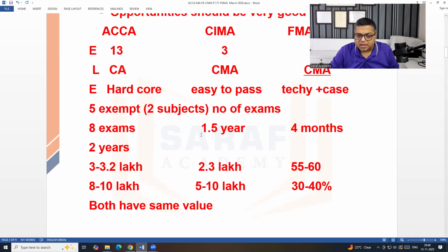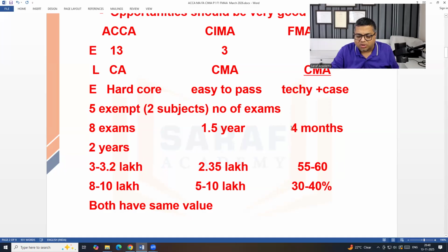For CIMA, it will take 1.5 years to complete 3 exams. Many students are completing in 1 year also. The cost is 2.3 lakh. You can say 2.35, because the pound value has slightly increased, including my classes and the institute charges. The earnings are in a big range, 5 to 10 lakh. That means maybe like ACCA, they will get 10, maybe slightly less, but they will get this package as a fresher.